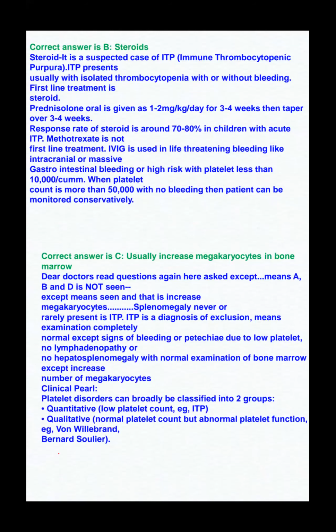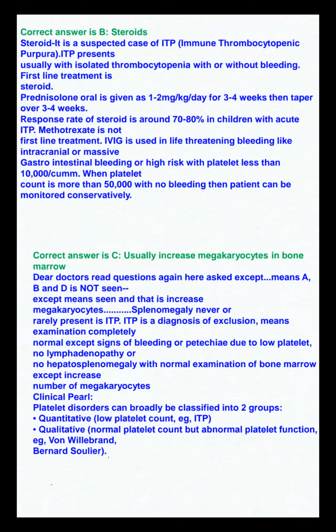I feel it's a very nice, easy question for MOH candidates, and they ask it commonly. Even for those planning for the Oman exam or Qatar exam, it is a very easy and direct scenario. ITP case: there is thrombocytopenia with or without bleeding, knee swelling, epistaxis. Prednisolone is given orally for 3 to 4 weeks. Methotrexate is not the answer. IV immunoglobulin is not the answer because it is not life threatening.